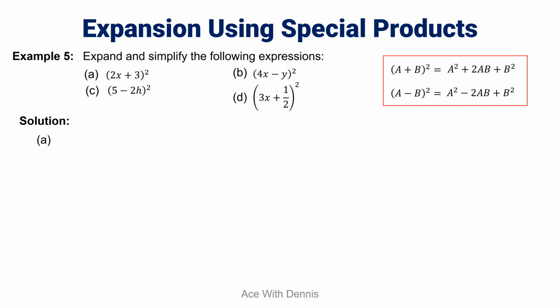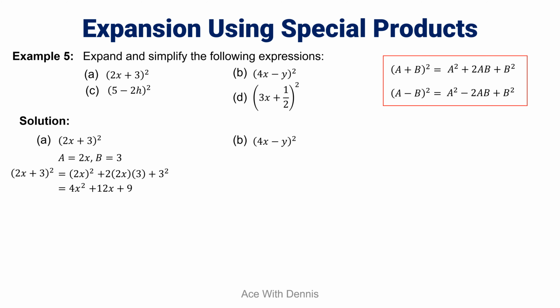So here's the solution. For A, (2x + 3) squared, we identify a is 2x and b is 3. Hence, (2x + 3) squared equals (2x) squared plus 2 times 2x times 3 plus 3 squared. Notice we are using the first formula. Simplify, we have 4x squared plus 12x plus 9.